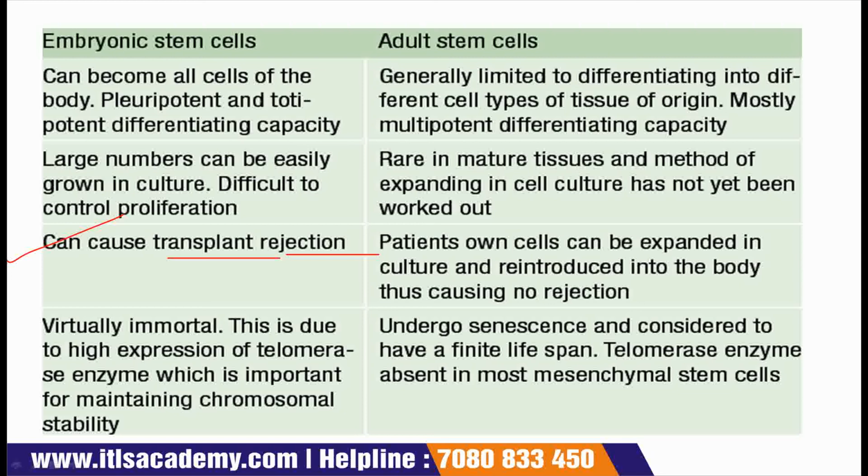While in the case of adult stem cells, the patient's own cells can be expanded in culture and reintroduced into the body, thus causing no rejection because that particular patient has their own cells. These cells are not transferred from any other body, or taken from any other tissue. These are their own cells. That's why there is no kind of rejection of graft.